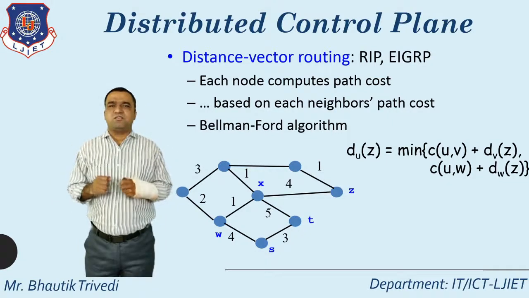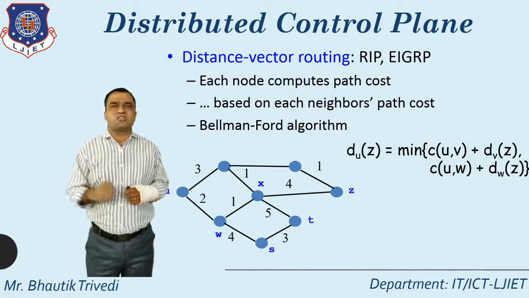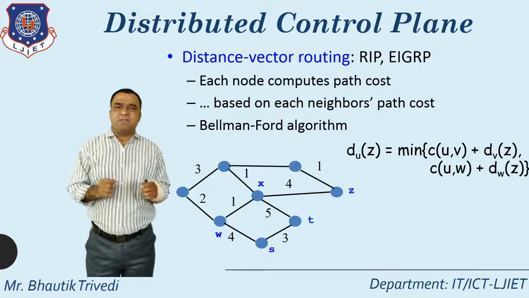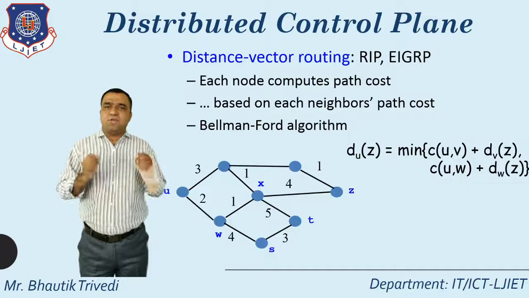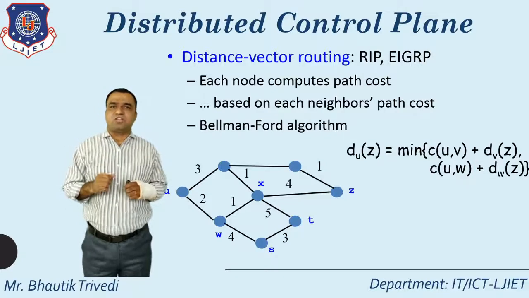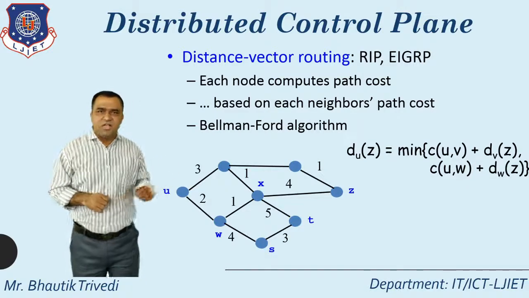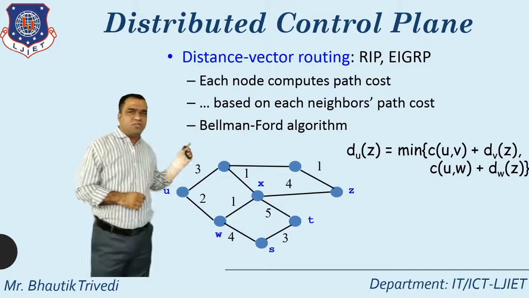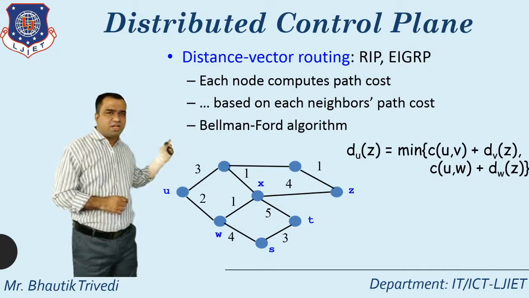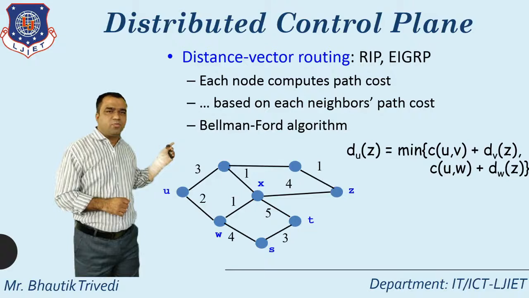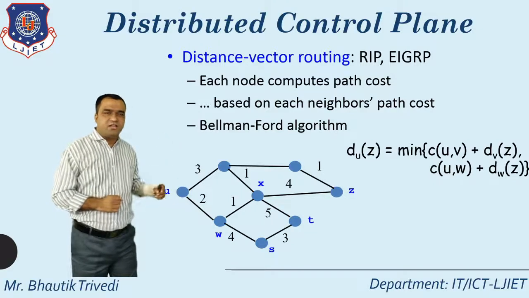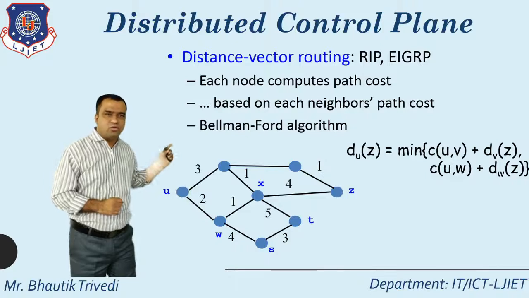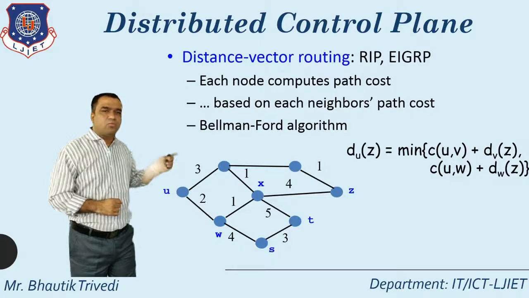That is the Enhanced Interior Gateway Routing Protocol. So what's the difference between distance vector and the last one? Here each node computes the path costing, and based on each neighbor's path costing, I directly calculate this. This is the formula for that. If I want to calculate DUZ, first of all find out the costing from U to V, then the distance of Z, then the costing of U to W, and the distance of Z from W.